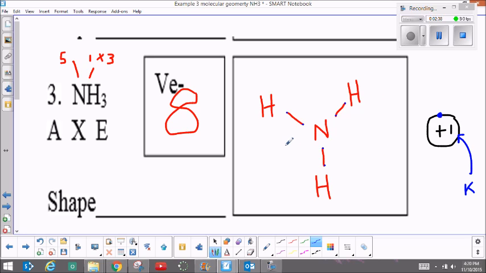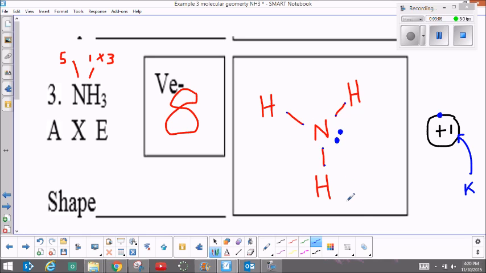So the rule is, if you have extra electrons, they go on the central atom. So N is my central atom, and that's where the last 2 extra electrons will go. I could have put them here, or I could have put them there. Any of these 3 locations would have been perfectly fine. You just keep them together, and you put them on the central atom, in one of those 3 locations.